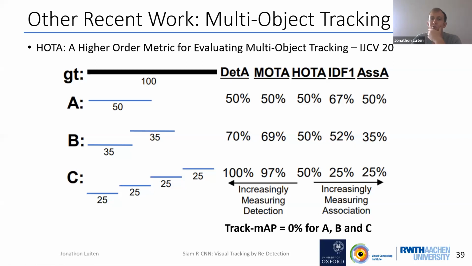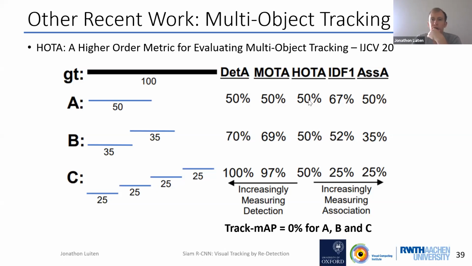And so we made a metric called HOTA, which is explicitly a combination of a detection score and an association score. As detection improves, the detection score increases, which, as you can see, aligns with MOTA. But as the association improves in the opposite direction, the association score improves, which aligns with IDF1, and as a combination of a detection and association score, we have a HOTA score.